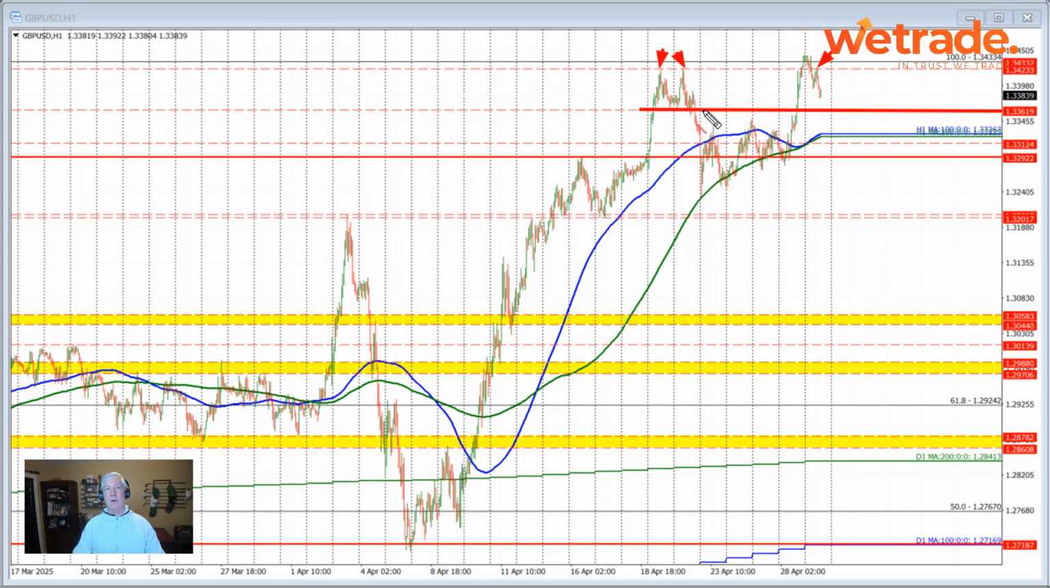So that old floor in this extreme area up here becomes now support for traders in trading today on further selling. If we do break below this level at the 1.3362 level, we'd start to look toward the rising and near converged 100 and 200 hour moving averages, which would come in at 1.3326 in trading.